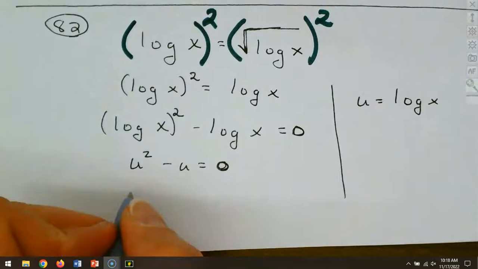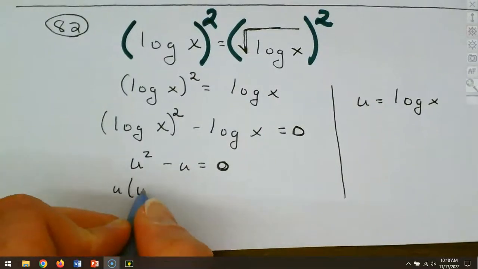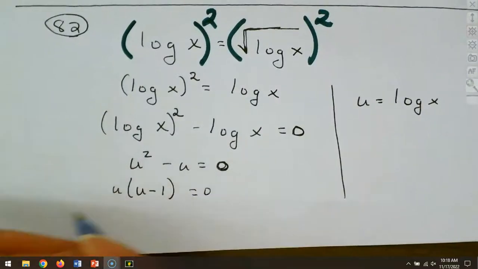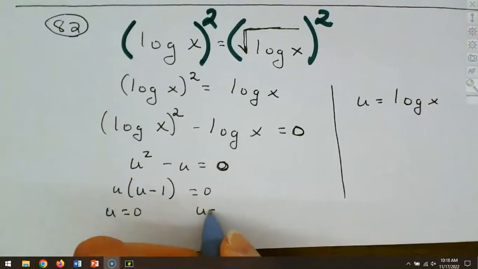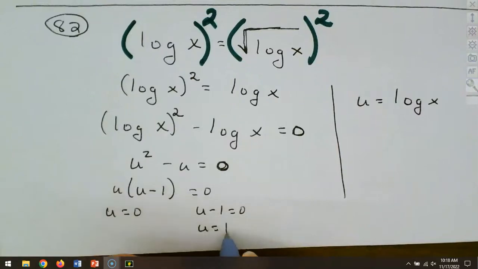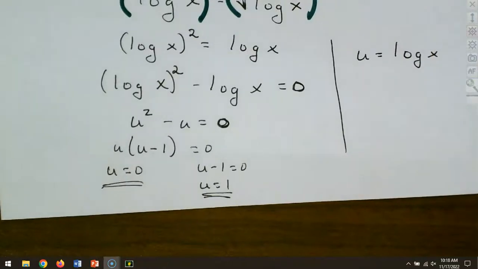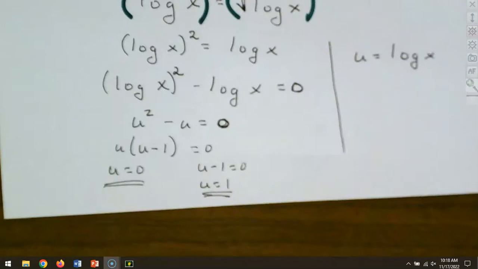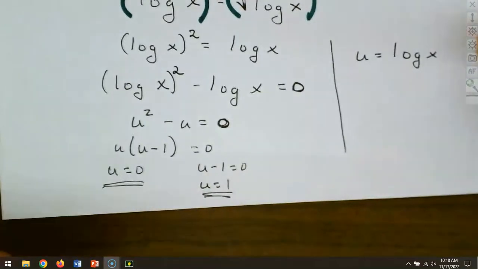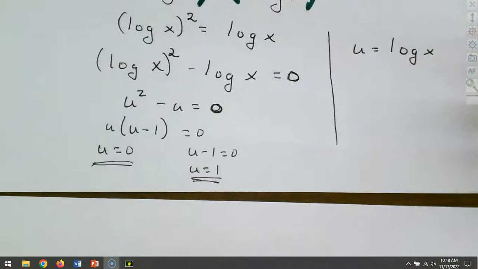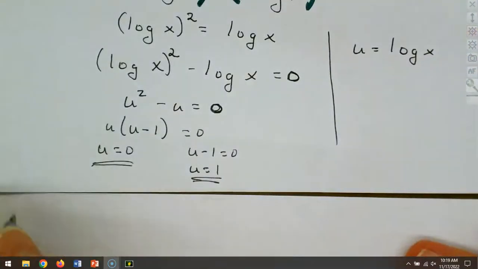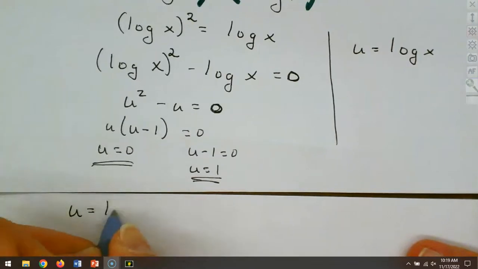Now this will factor, because then I can take the u out, and that's going to leave you with u times u minus 1 equals 0. And that gives you u equals 0. And the other one is u minus 1 equals 0, so u is then 1. Okay, now what can we do from here? Well, are we solving for u? No. What do we want? We want x. What is u? u is log of x. So let's plug that back in. So we know u equals log of x.